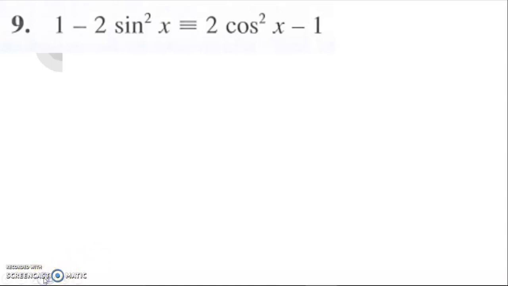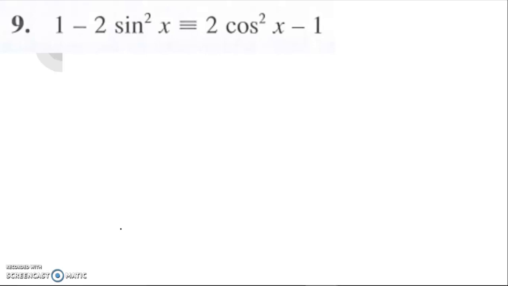All right, number 9. I've got 1 minus 2 sine squared x is identical to 2 cos squared x minus 1. Now, it really doesn't matter which side you pick, since they're both equally difficult, I guess, or complicated. Usually you should pick the complicated side, but in this case they're about the same. Just a heads up, there's different ways you can do these problems. So your way might be a bit different from my way, but we should be along the same lines for the most part.